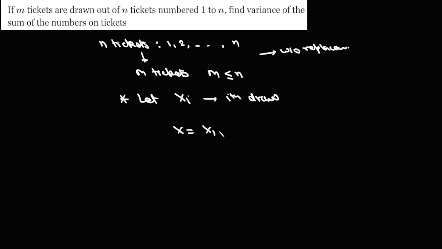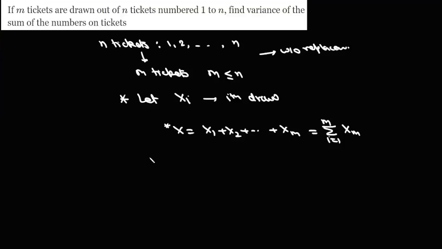Now the way to go about it is, we'll assume that let xi be the number on the ith draw. And here we are selecting these numbers without replacement. Now we need to find the variance of the sum of these numbers on tickets. So what we'll do is, we'll define a random variable x, which actually is the sum of x1 plus x2 plus up to xm. So we'll simply write this as the summation i varies from 1 to m of xi, and we have to find the variance of this random variable x.